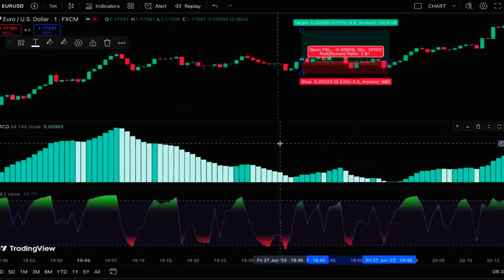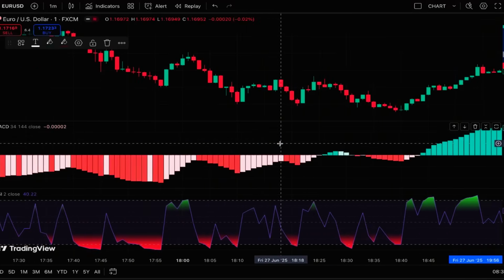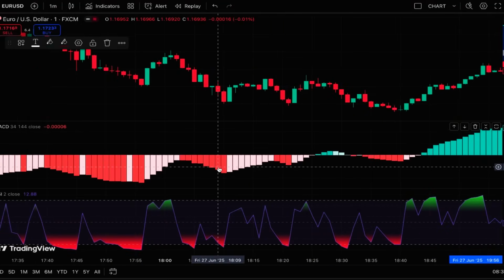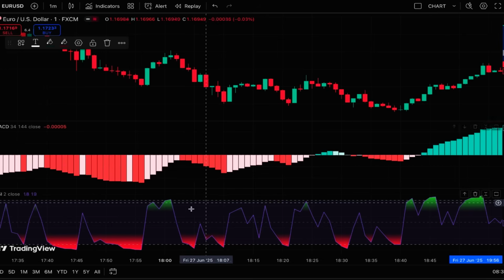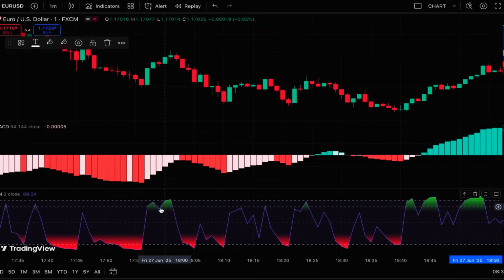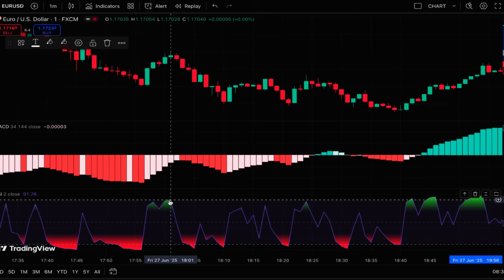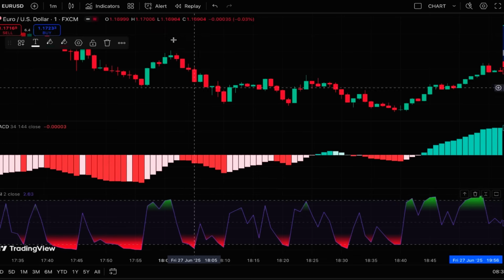And on the other hand, when the MACD histogram is below the center line and red, we look for short position opportunities. Here in RSI, we look for the times that the RSI line reaches or goes above 90. This shows extreme overbought and possible reversal of the price.